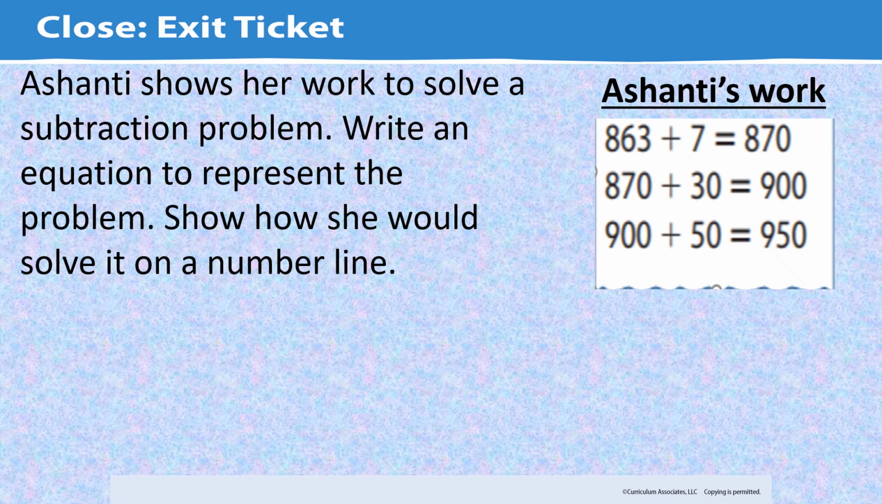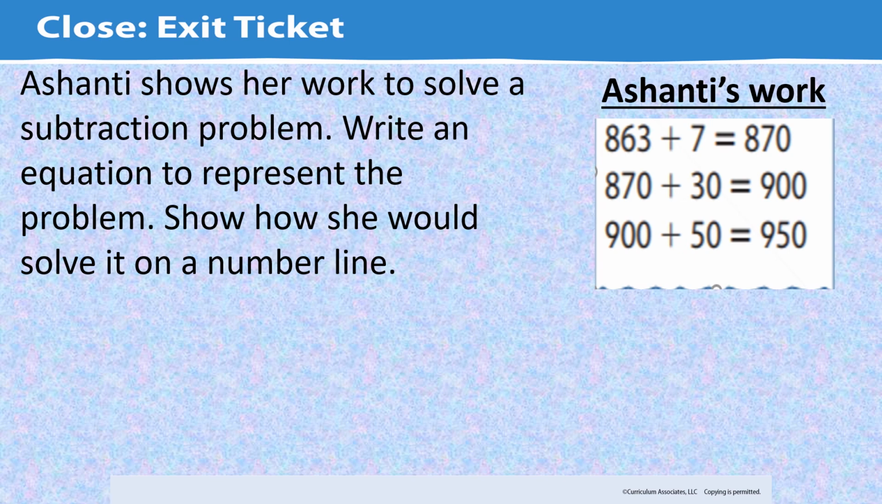She has 863 plus 7 equals 870. 870 plus 30 equals 900, and 900 plus 50 equals 950. Think about what the word problem might have been, and go ahead and write the equation that shows why Ashanti would have solved the problem this way. Show how she would have solved it with an equation and a number line.